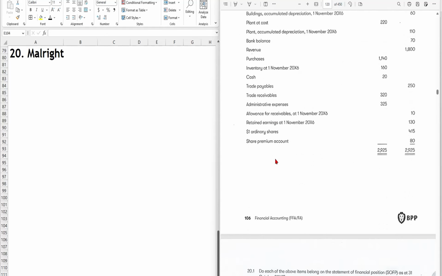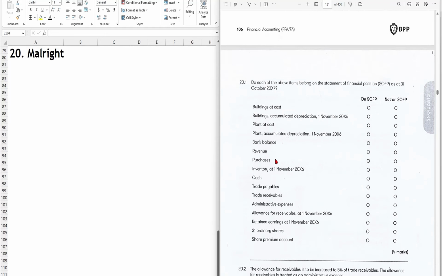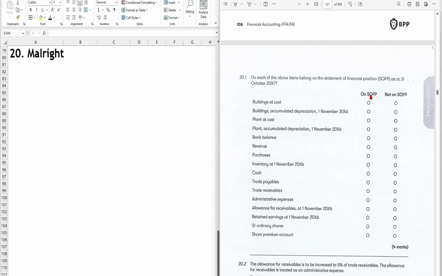Now, the first requirement is to identify each of the following items below that belong in the statement of financial position as at 31st October 20x7. You are familiar by now that in the SOFP we include assets, current and non-current, liabilities, current and non-current, and the equity portion like share capital, share premium, retained earnings, and revaluation surplus. Your income and expenses will be shown in the profit or loss.